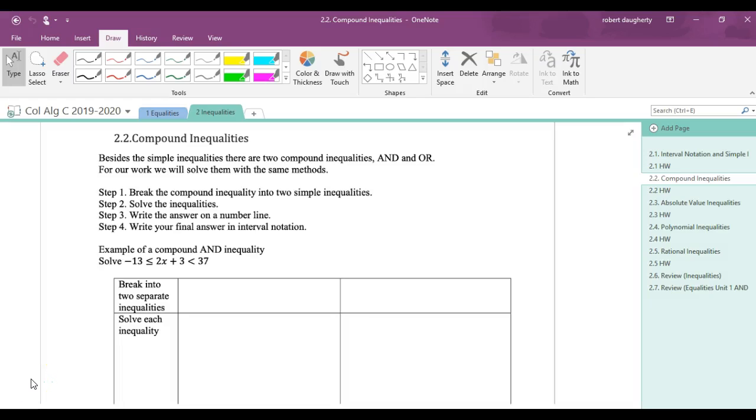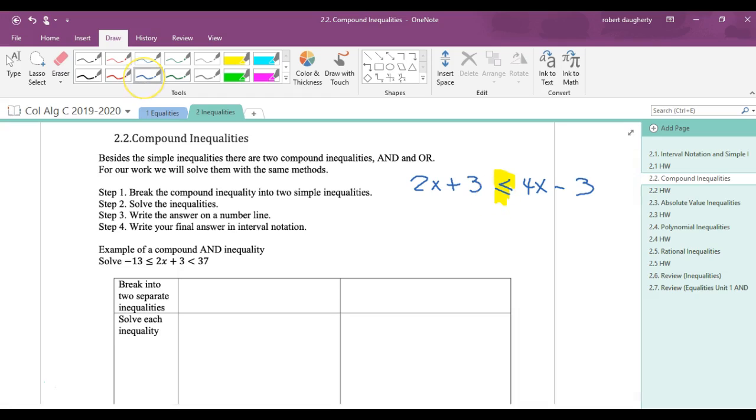Okay, guys, everybody up here, let's look at Unit 2, Lesson 2, so 2.2. What we did last time, we're solving simple inequalities. A simple inequality is something that looks like this. Simple means there's only one inequality to worry about. That's what makes it simple.